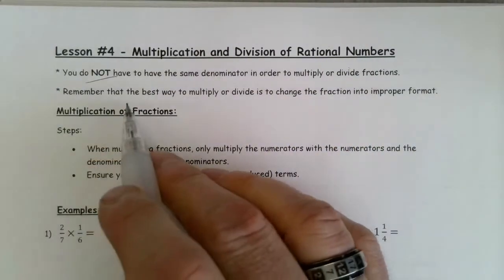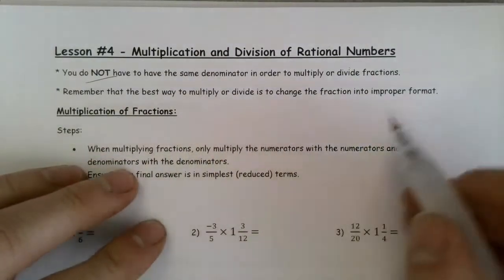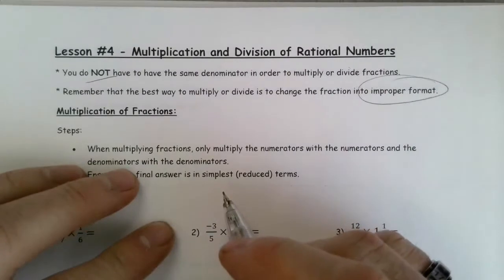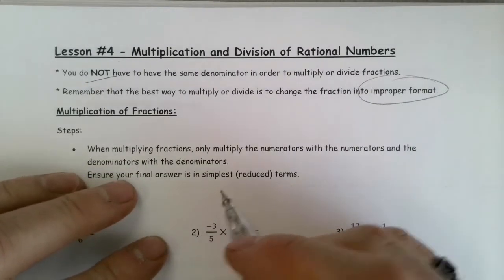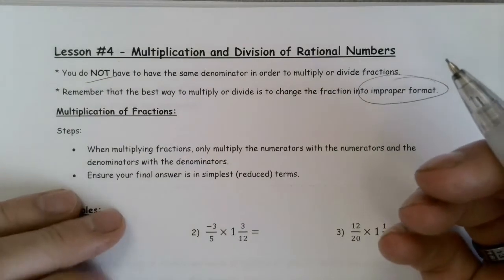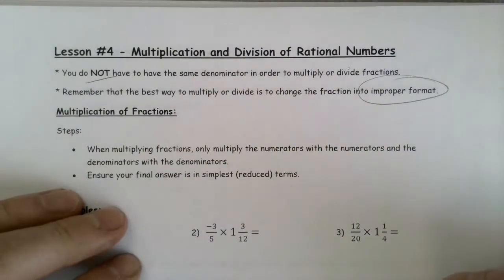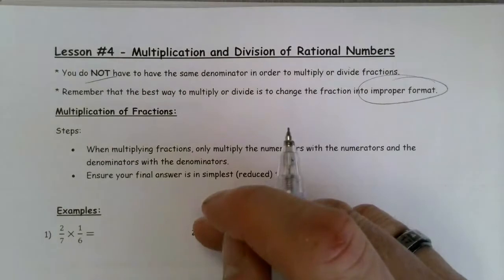Remember that the best way to multiply or divide is to change the fraction to an improper format. So if I've got a mixed numeral, or a mixed fraction I should say, I'm going to convert that into an improper fraction first before I perform the operations of multiplication or division.